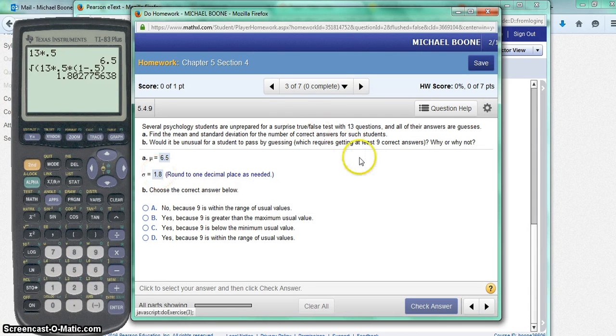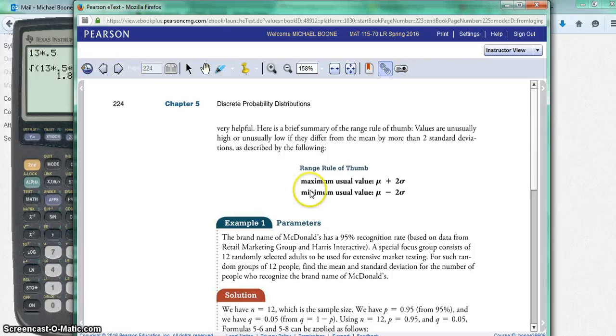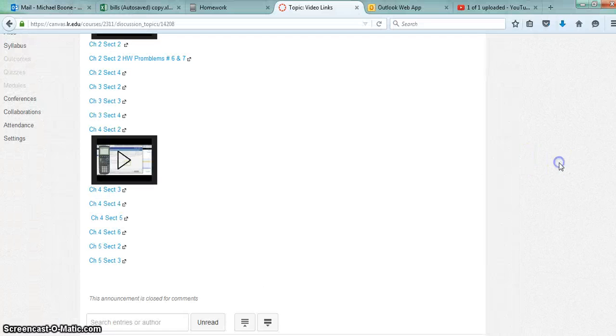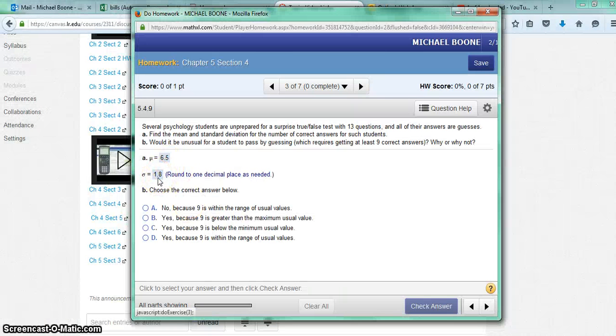What do we think? Is it unusual to get at least 9 correct answers? They give us a range rule of thumb for minimum and maximum values, so plus or minus 2 standard deviations. If I go up 2 standard deviations, that puts me at 10.1, I believe. So I don't think it would be unusual. It's within the range of usual values. So no, it would not be unusual.